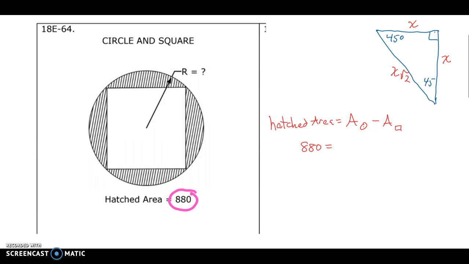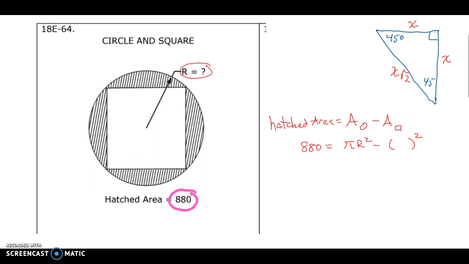The area of the circle, since we're wanting to find what the radius is, we'll write everything in terms of r. The area of a circle is pi r squared. And the area of the square is going to be whatever the side is squared. However, we need to know what the side is in terms of r.